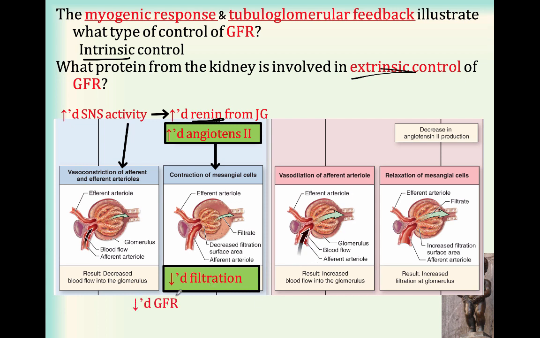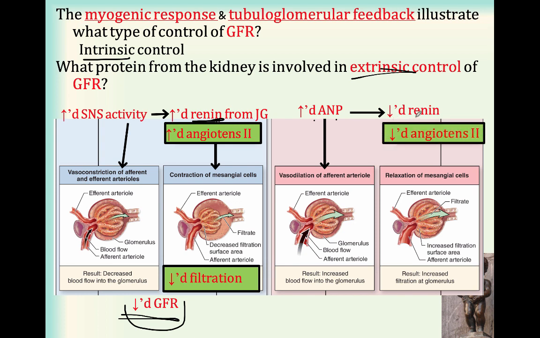On the other hand, the end result is that decreased filtration means a decreased glomerular filtration rate. On the other hand, we can also increase atrial natriuretic peptide, which is a salt wasting system. That's going to mean a decrease in renin, which will mean a decrease in angiotensin 2. And as a result, we're going to get a relaxation of the cells, an increase in filtration and increased glomerular filtration rate.